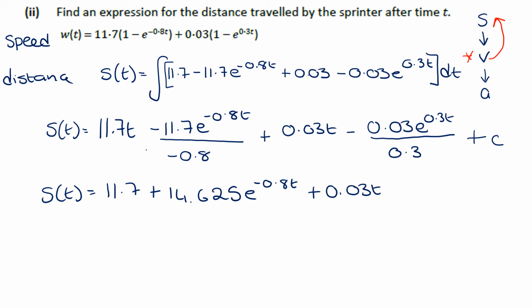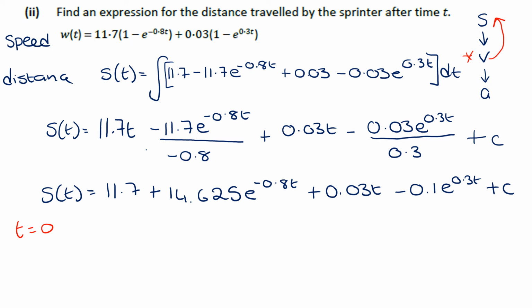And then here I get minus 0.1 e to the power of 0.3t plus my c. I want to get rid of my c, but they didn't give me anything to use. But if we think about what this model is actually showing, it shows the speed given the time. So what we would know is you will always start a race from rest, so when speed is 0, when t is 0, we know that the speed will be 0.